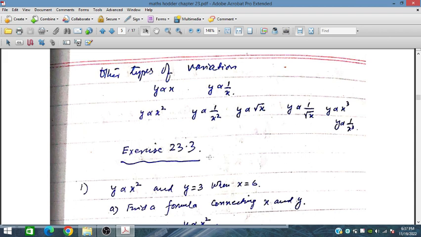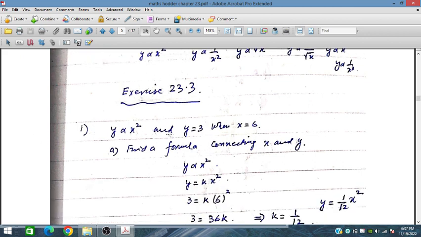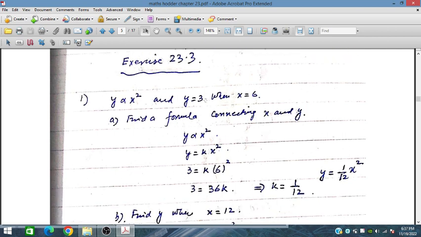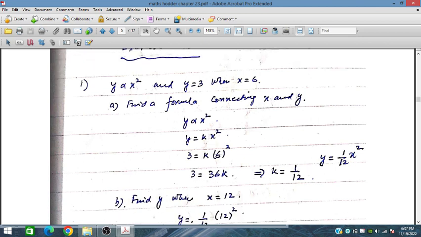In chapter exercise 23.3, y is proportional to x squared and y is equal to 3 when x is equal to 6. For this relation, find a formula connecting x and y. So y is proportional to x squared, so by removing this proportionality we have some constant, y is equal to kx squared, so y is equal to 3 and x is equal to 6. In place of x we write down 6, and this is x squared, so the value of k is obtained as 3 equals 6 squared, which means 36k.